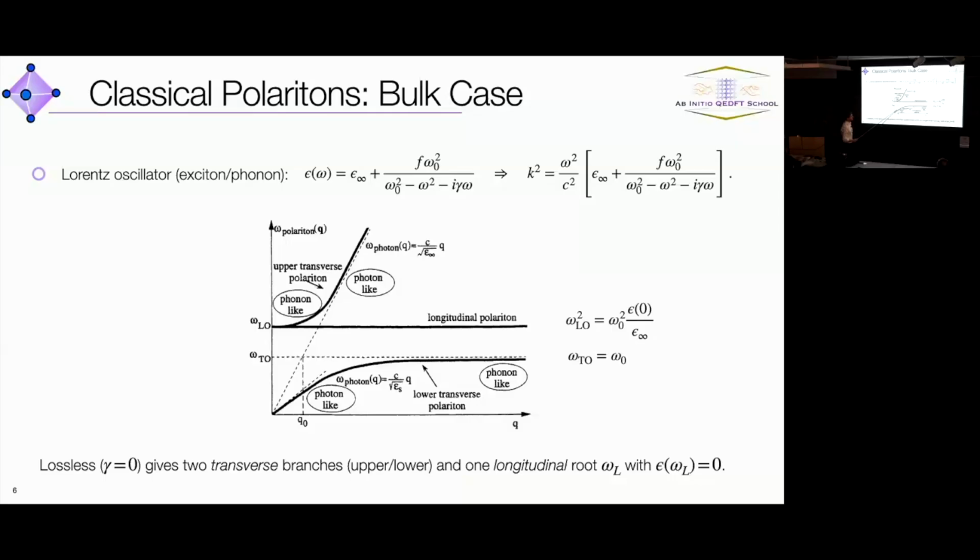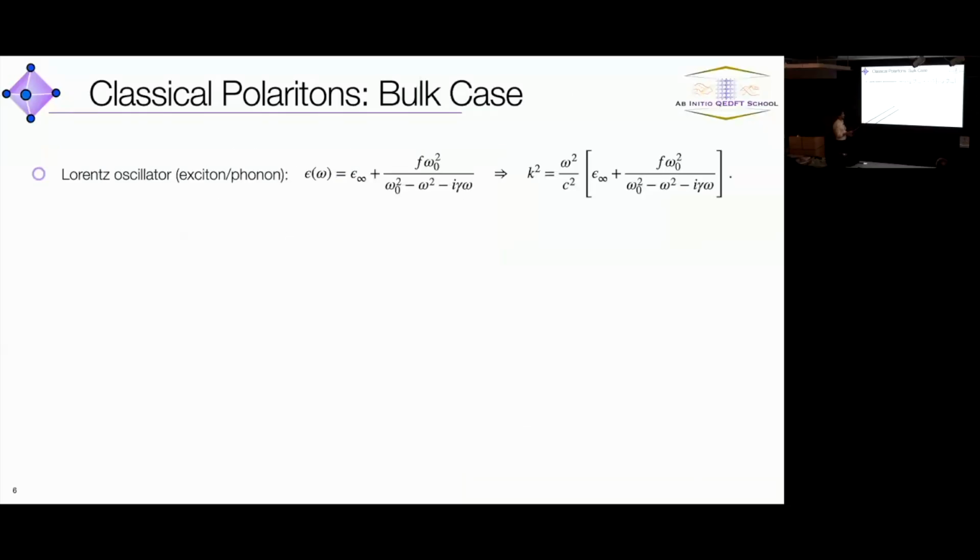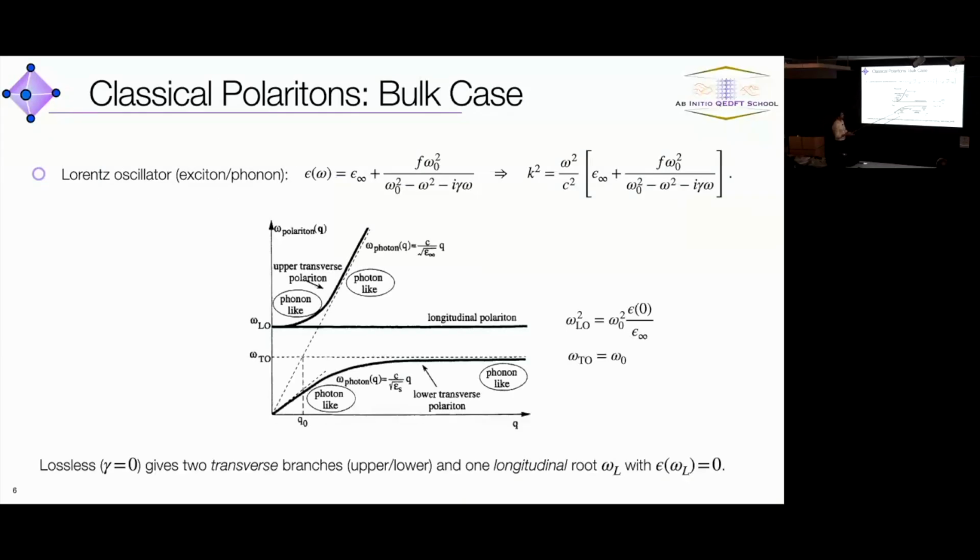So first of all, you see that you have two branches. So you have this one and this one up here. And these are the branches that come out of the solution of this quadratic equation. Okay, so these are indeed the polaritonic branches. Yes, so these are the two polaritonic branches. So you have the lower polariton and the upper polariton.